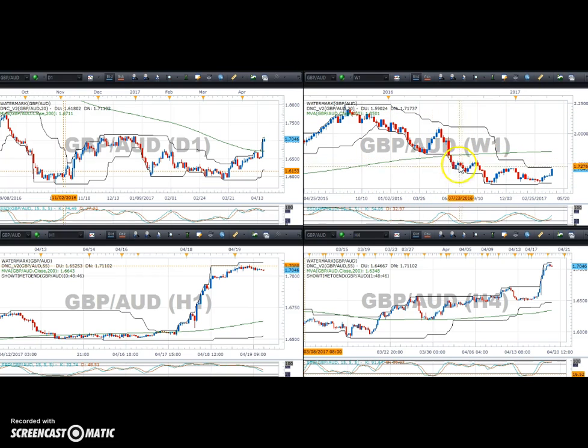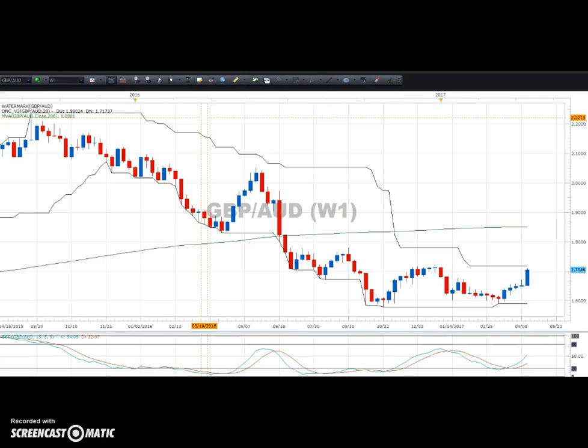Now, the way my charts are set up, I've got a weekly, a daily, a 4-hour and a 1-hour, multiple time frame analysis. And I always go to the longest term chart first, which for me is the weekly. That's got the biggest overview that I can see, so I can get the most in-depth look at how this pair has been moving over an extended period of time. Let's expand that chart a bit.